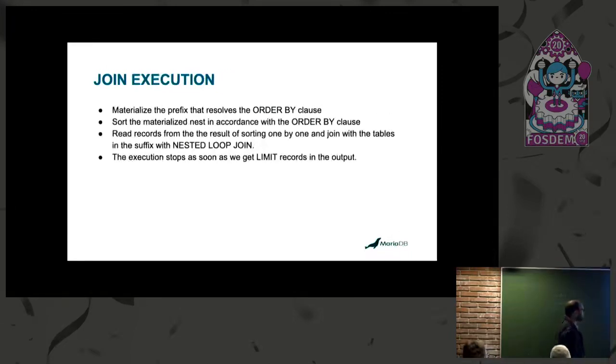Now, how does the join execution work? As soon as we have a prefix that can resolve the order by clause, we try to materialize the prefix and put the records inside a temporary table. Then we sort the materialized table with the order by clause, and from the output of file sort, we start reading one by one, and then we join with the remaining tables. And again, the execution stops as soon as the records are found. So by this we are not computing the entire join.